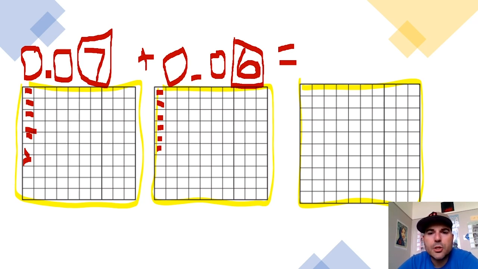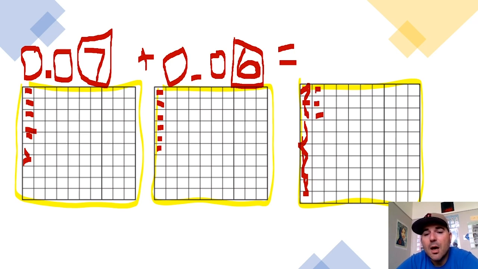So now when I go to show my total, I ask myself, what would 7 squares plus 6 more of these squares be? And when I do that, it tells me I have 1, 2, 3. Actually, it tells me I have 13. So I would color in 1 row of 10 and 3 more.